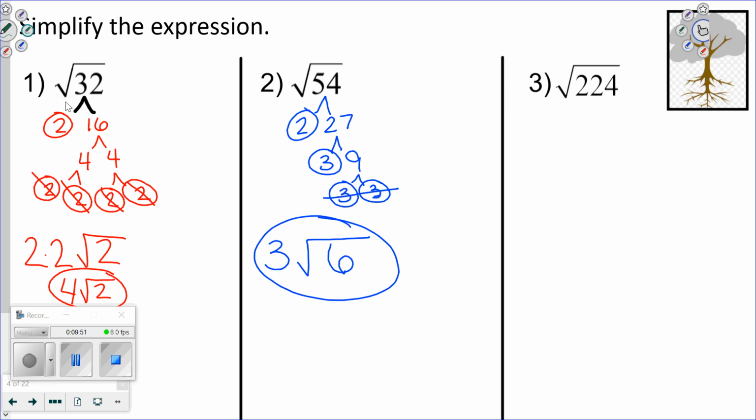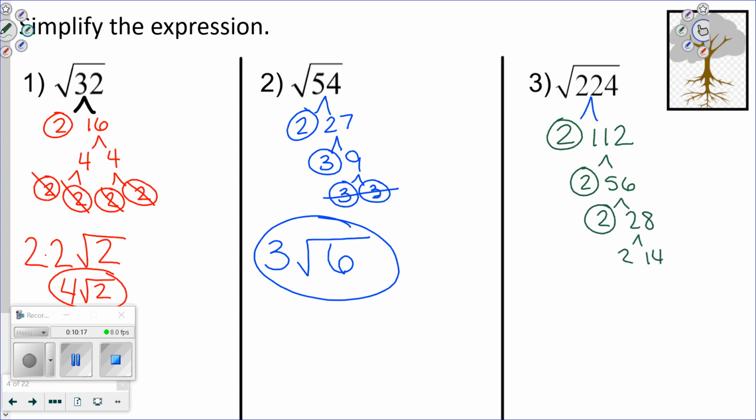All right, why don't you guys try 224 on your own? All right, walking around, they look pretty good. So what did you break down the 224 as? 2 and 112. That's where I would have gone. And then 112, I would have gone 2 and 56. That's mental math I can do pretty easy. And then 2 and 28. 2 and 14. 2 and 7. I'm obnoxious. I like the 2s.